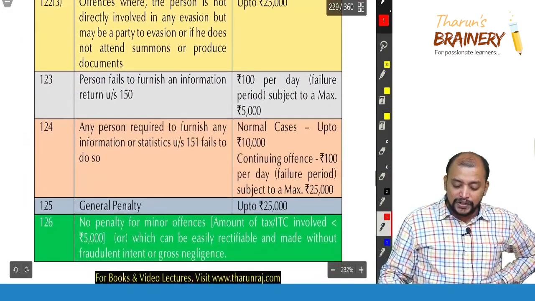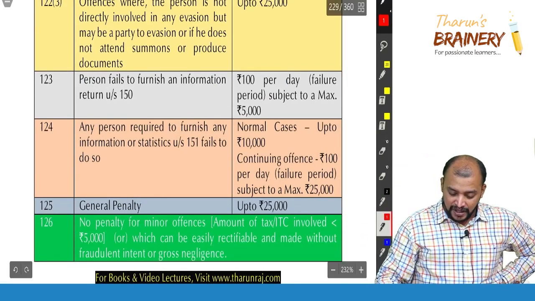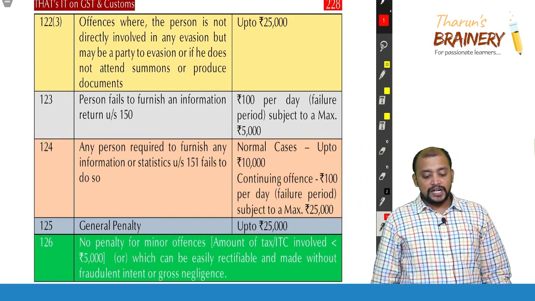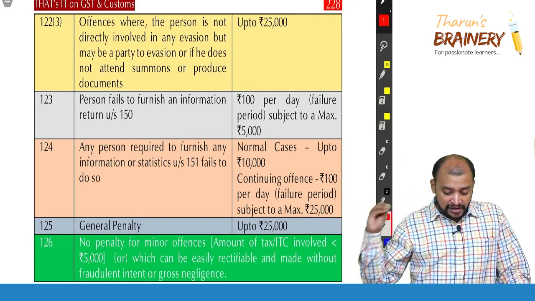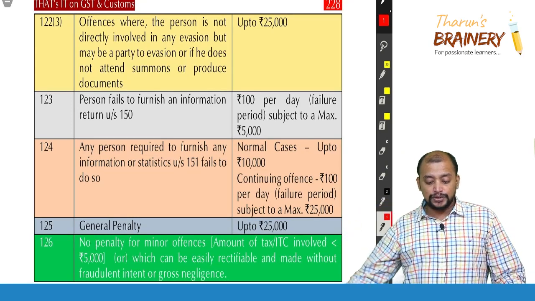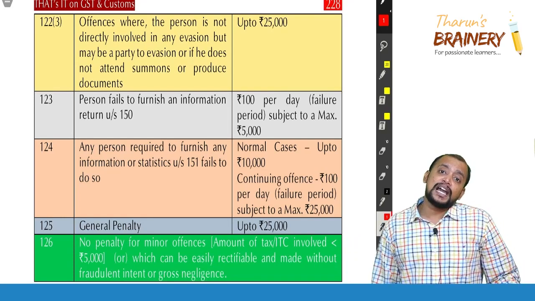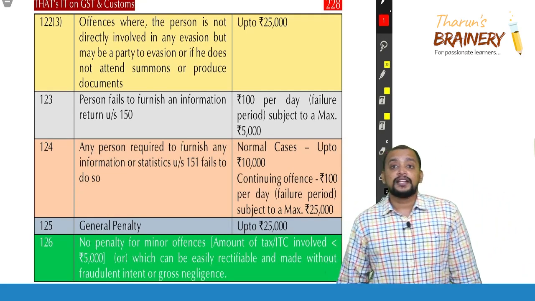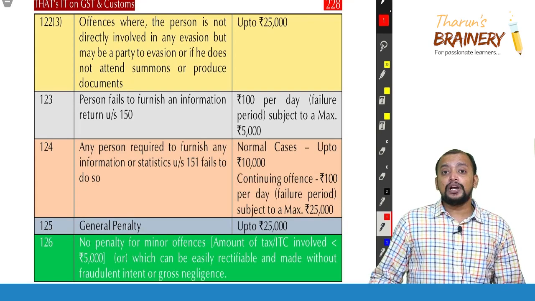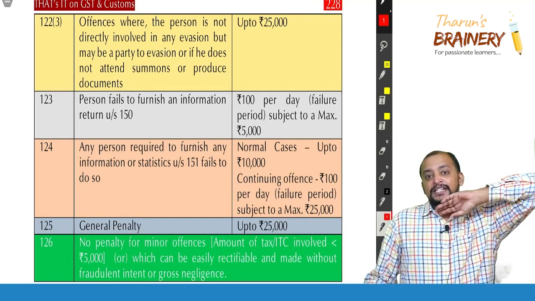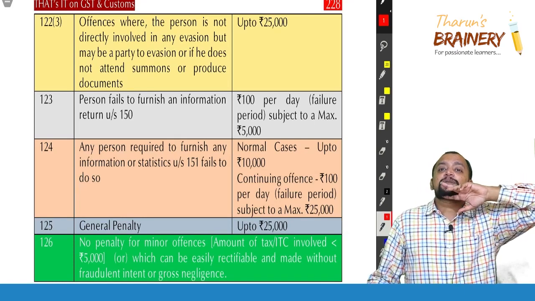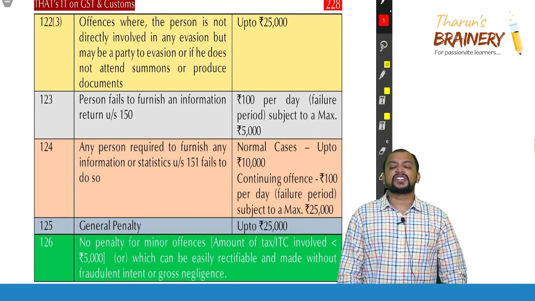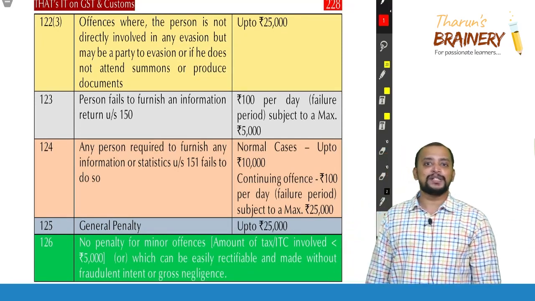Then next, 122 subsection 3 penalty. On whom? Offences where the person is not directly involved in any evasion but may be party to the evasion, abetting to commit an offence. That is generally those people who support the main actor. So on the hero, there will be 122 subsection 1 penalty, or in other words, on the villain, 122 subsection 1 or 122 subsection 2 penalty will be there.